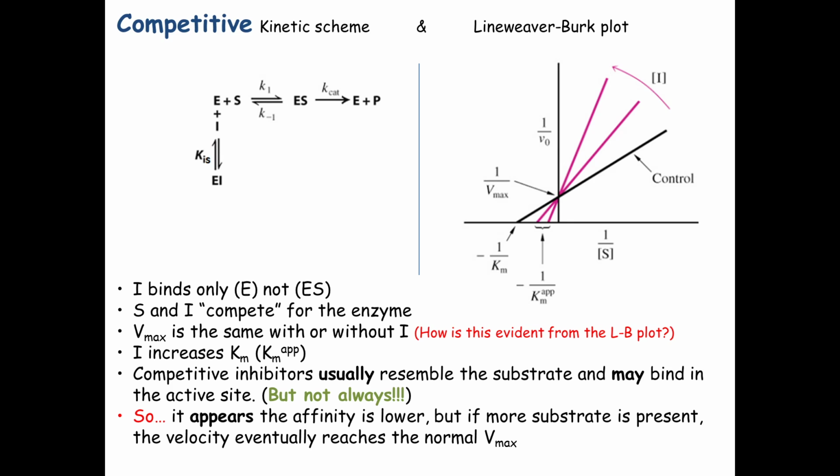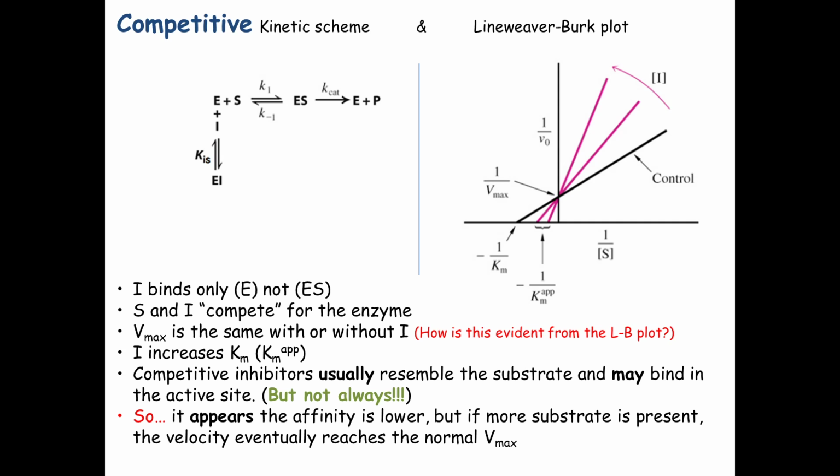So if I start removing some E from the left-hand side by involving it in a reaction with I, some ES is going to fall apart to make more E plus S. It's going to try to restore equilibrium. But overall, what that looks like is E and S are spending less time together. More of them are falling apart in the presence of this inhibitor. So a competitive inhibitor makes it look like E and S don't like each other as much. They appear to have a lower affinity for each other.